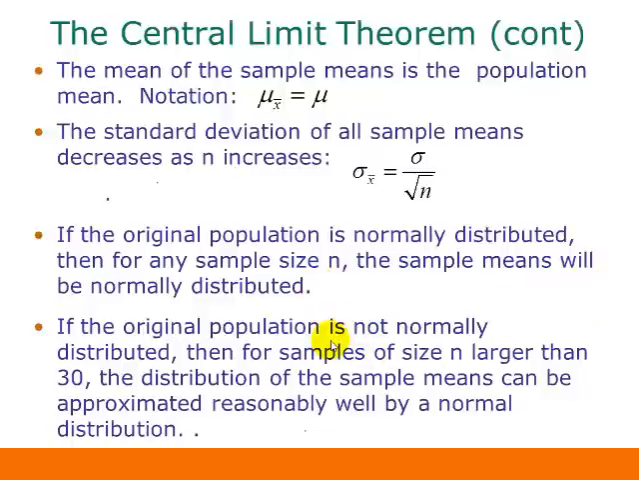Now if the original population is not normally distributed, then we do have to think about the sample size. In that case, we have to look at sample sizes larger than 30. If they are larger than 30, then the distribution of our sample means is going to be approximately normal. If they're smaller than 30, then we don't have any guarantee of anything.